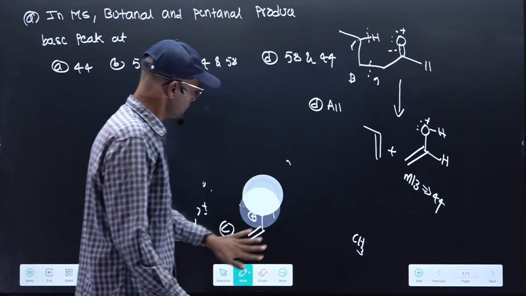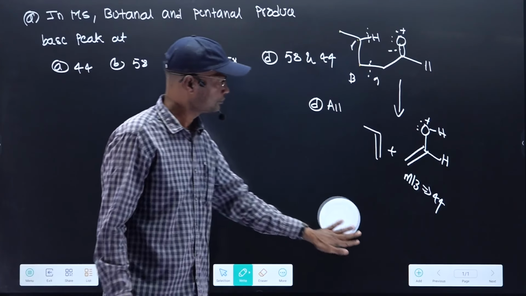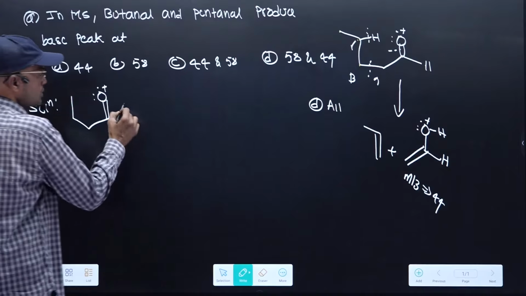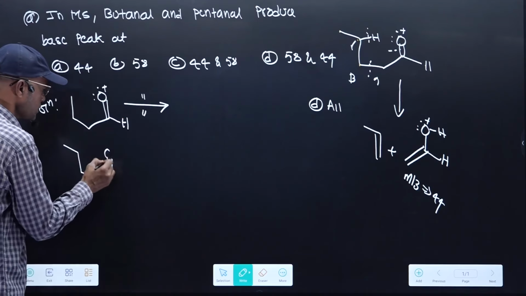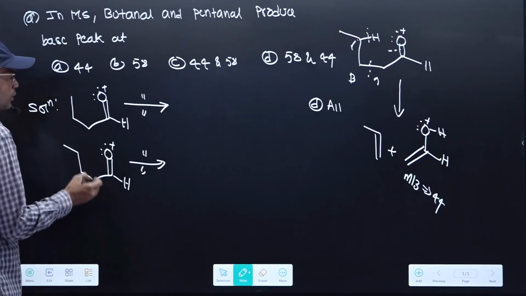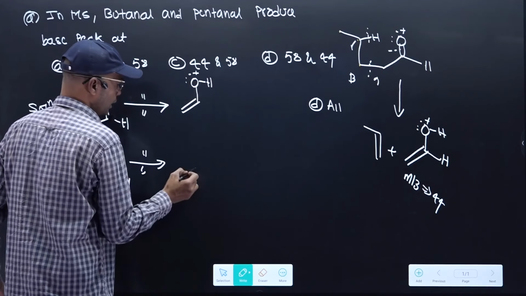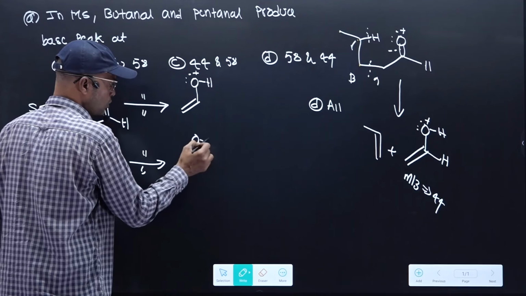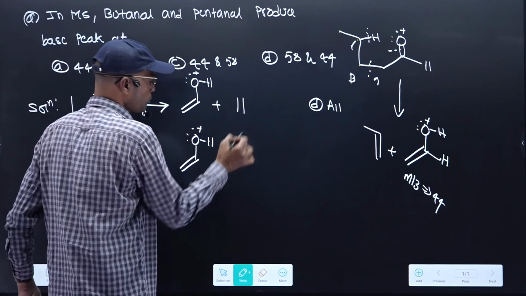Where will you expect a base peak? See, what is butanol and what is pentanol? This is butanal, and if I take this molecule, right side example, this is pentanal. So this is butanal and this is pentanal. And if I break here, migrate this hydrogen, what will we get? This is enol. And what about this? Here also you will get the same fragmentation or not? I am breaking here. But what happens to the byproduct here? The byproduct is a simple olefin, and here it is propene.